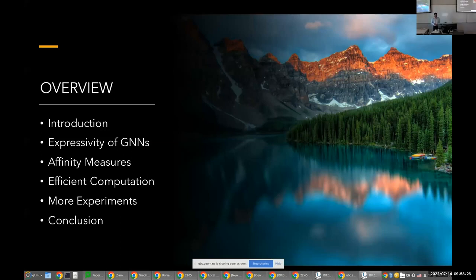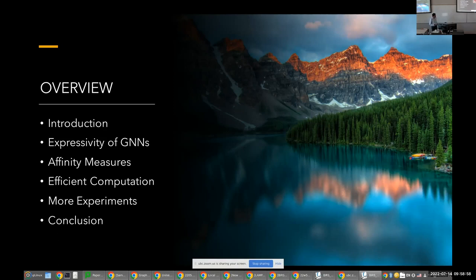Just to begin with an overview, I'll start with an introduction and motivate the question we're trying to answer in terms of the expressivity questions about GNNs. Then I'll discuss what we do in our work regarding affinity measures and some of the computational issues. Then hopefully I'll share some experimental results that will bridge some of the theory with practice, and then I'll conclude the talk.